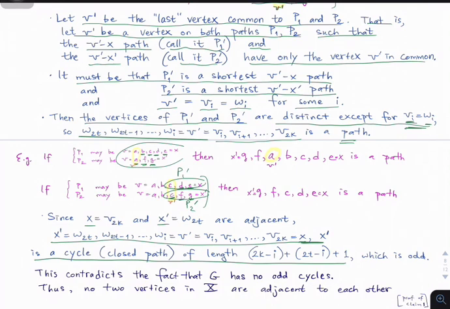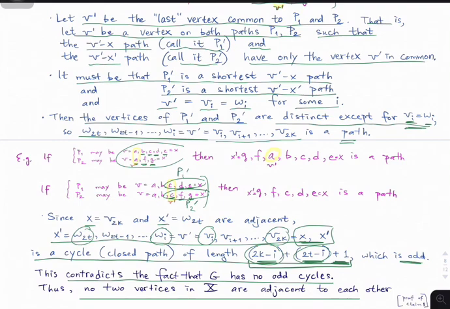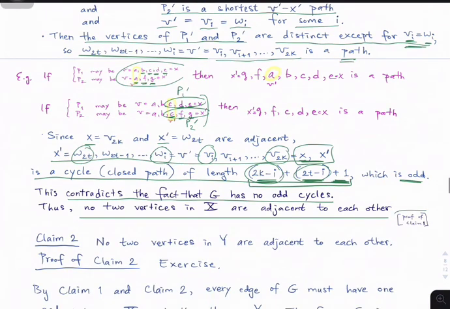And the length, you can count this to be 2k minus i, and also 2t minus i, plus 1, and this 1 comes from the edge x to x prime, and this is the sum of odd plus odd plus odd, so this is odd. So we have constructed a cycle which is odd. This is a contradiction to the fact that G has no odd cycles. So our first assumption that the vertices x and x prime are adjacent must be false. So no two vertices in the set X are adjacent to each other. So this is the proof of claim 1.